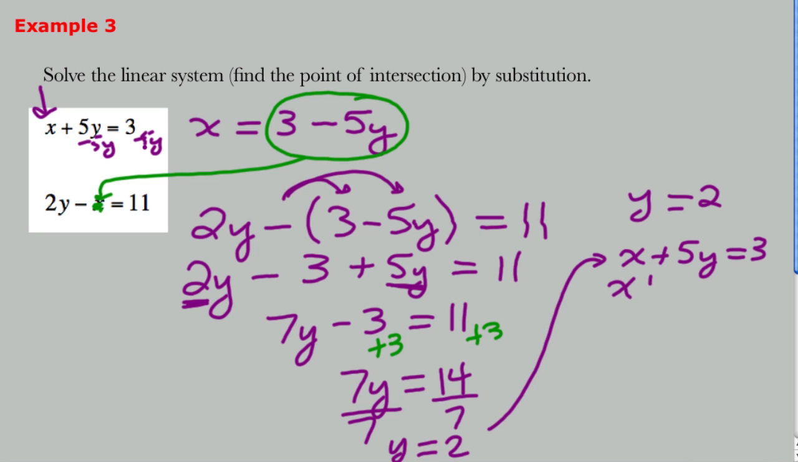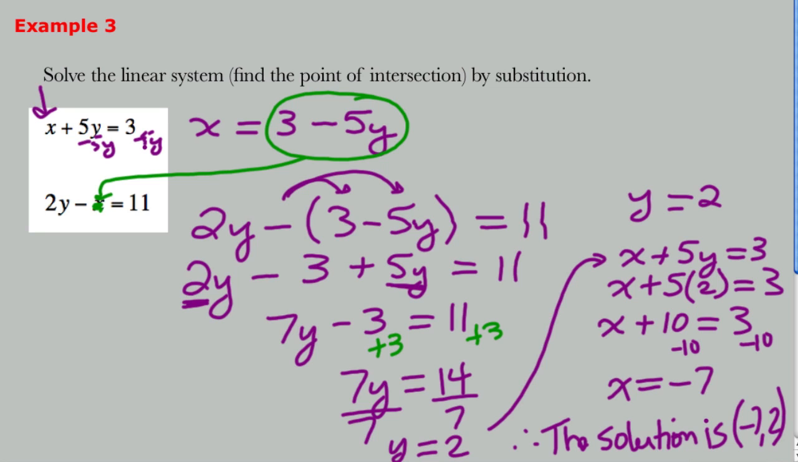So instead of the y, we're going to write a 2, which means that 5 is multiplied by 2. So x plus 10 equals 3. You would want to subtract 10 from both sides, so x equals negative 7. And you have found the solution to the system of equations.